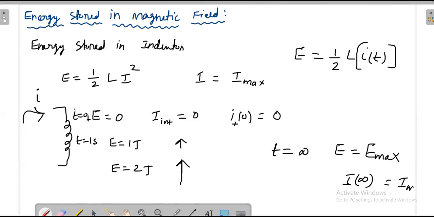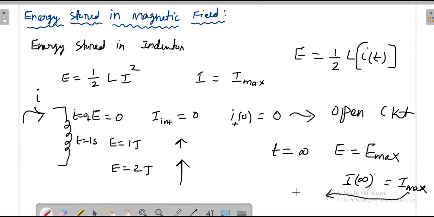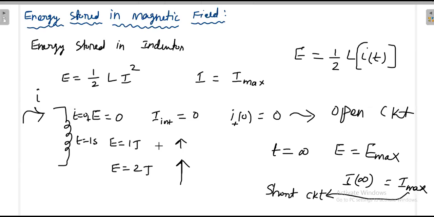So finally it may act as a short circuit. One more analogy: initially it is allowing 0 current. Whenever the system allows 0 current, that is considered an open circuit. Whenever the system allows maximum current, that circuit is assumed to be a short circuit. That is why in circuit analysis you replace it with an open circuit in the beginning, and at the end you replace it with a short circuit. So the inductor acts as an open circuit in the beginning and as a short circuit in the end.